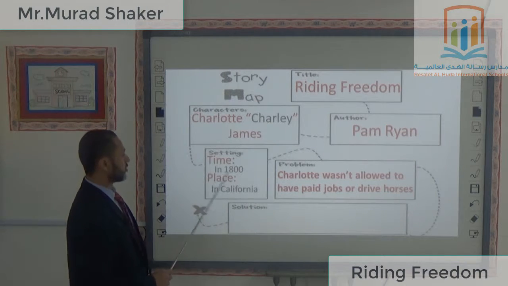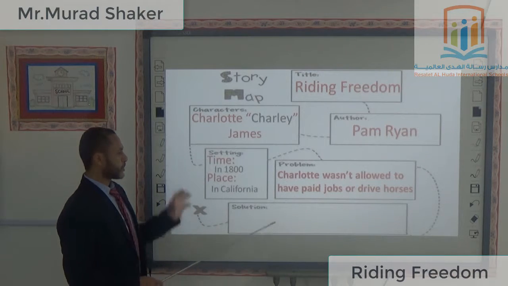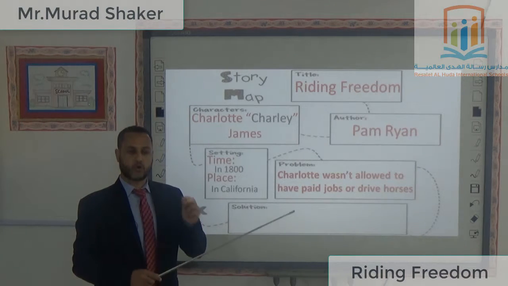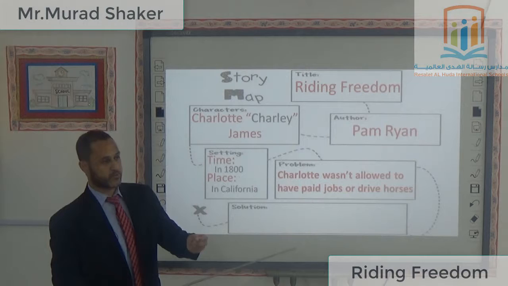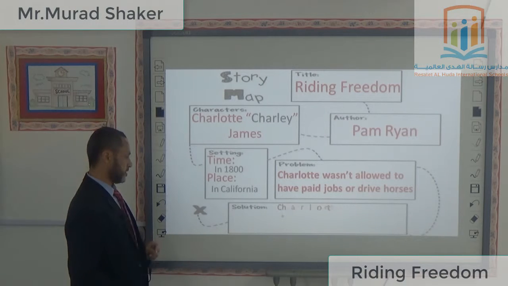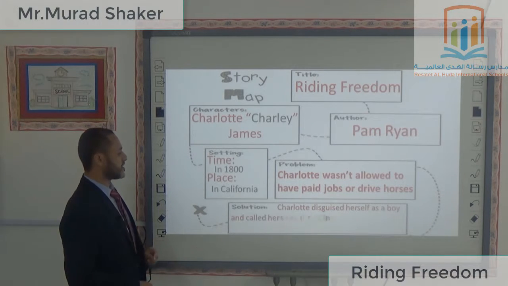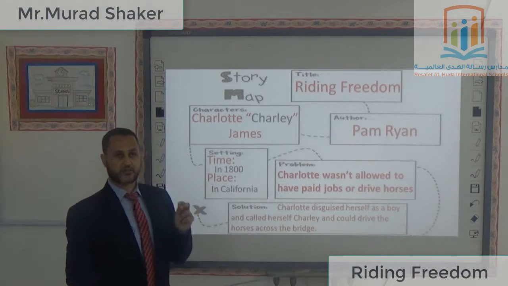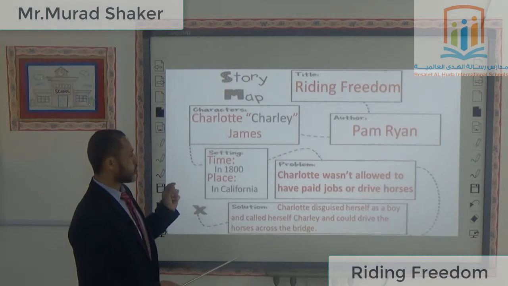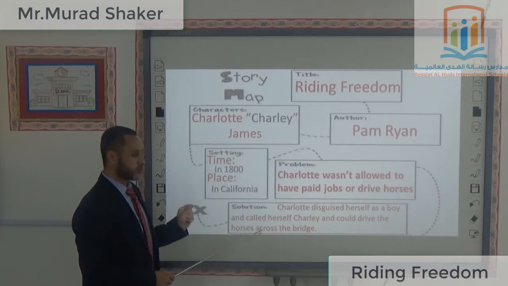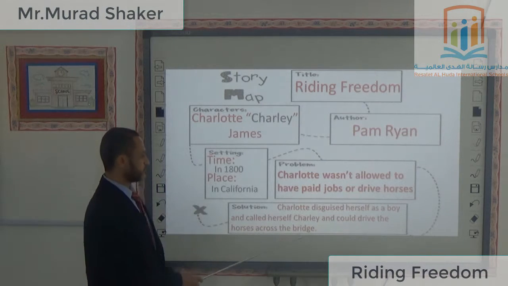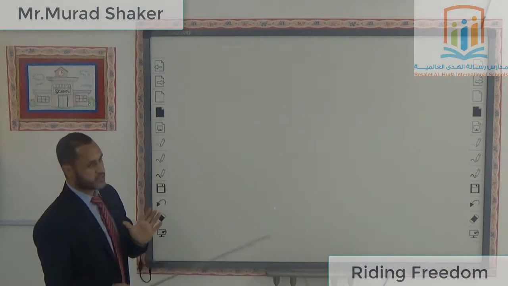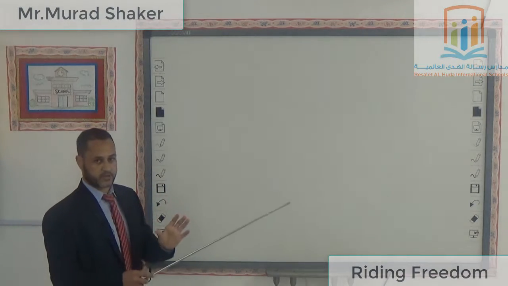Yes? After this, the resolution is Charlie didn't give up, but he tried more and more to be able to drive a car finally. Yes, here, as we said, Charlotte is a girl. She disguised herself as a man and called herself Charlie to be able to drive the horse car or the car. After this, let's apply these points on the story plot.